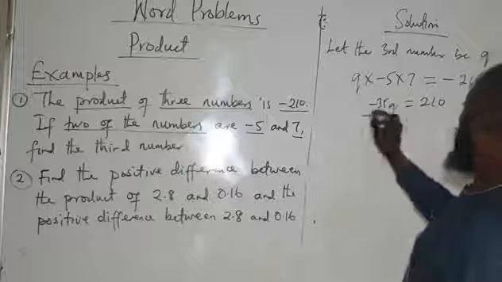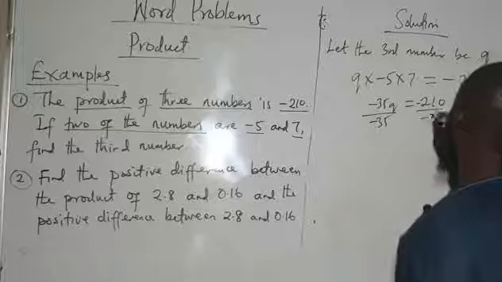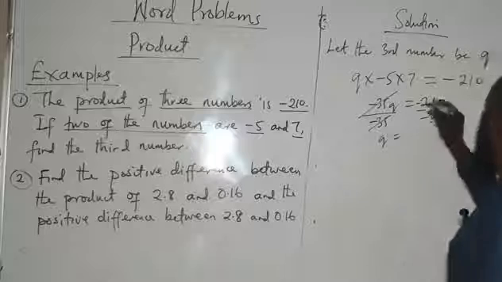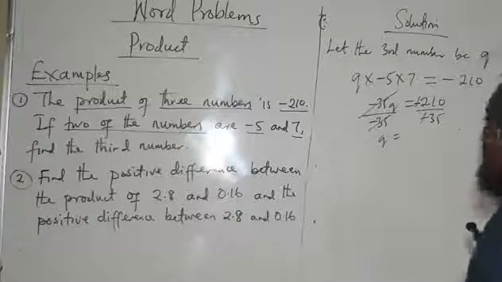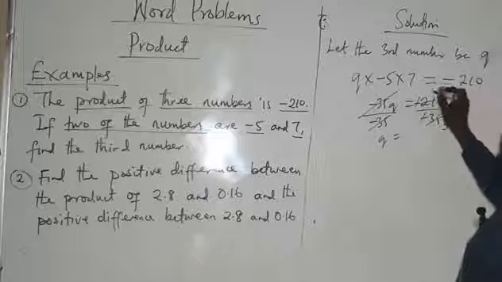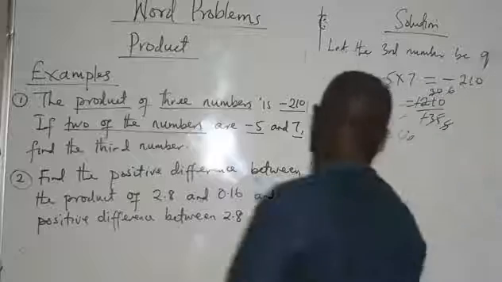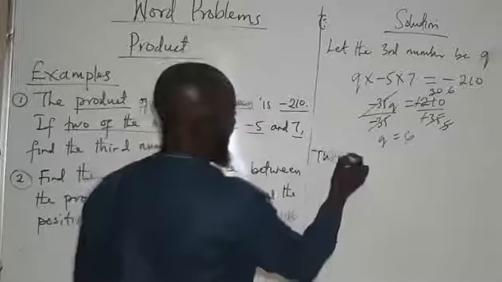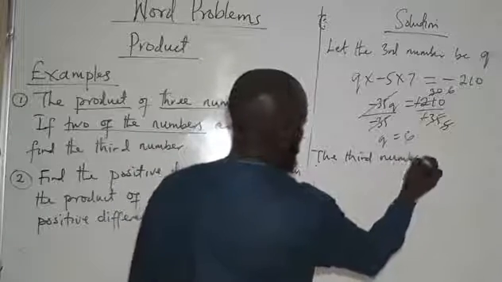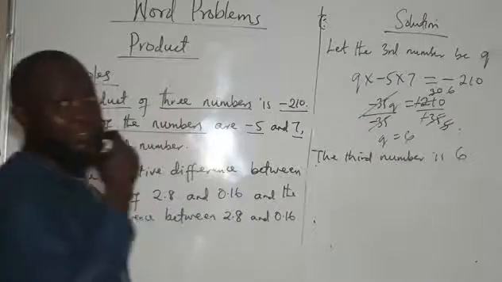So we divide both sides, minus 210, divide both sides by minus 35. This cancels this. Q will then be equal to, cancel minus first, right? 7 can go here 5, 7 can go here 3, that is 35, here 1, 5 here 6. So which means the third number is 6. I hope this is very clear.